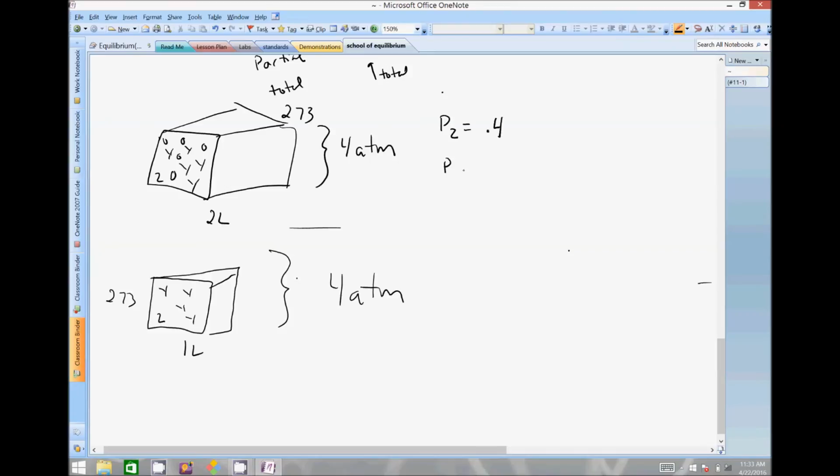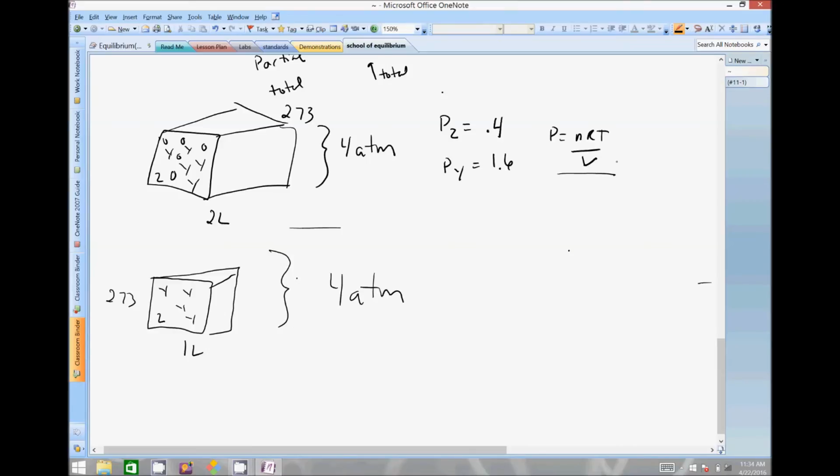The partial pressure of Y is still 1.6. Why? Well, P equals nRT over V. You could calculate it if you want. Easy enough. Put in your moles, put in your temperature, put in your volume, which is all provided. The moles are not provided, but you could calculate it out.